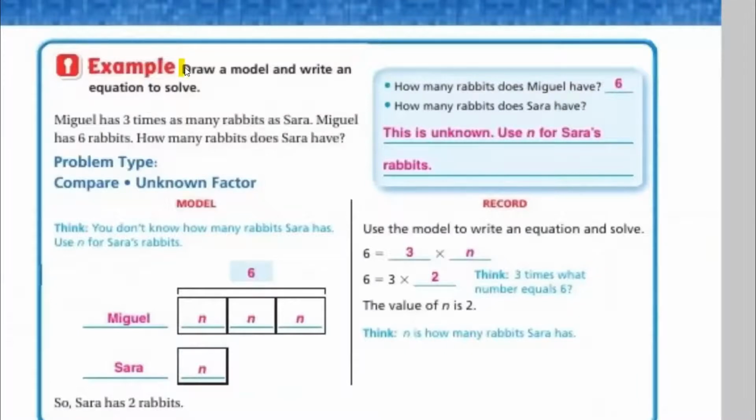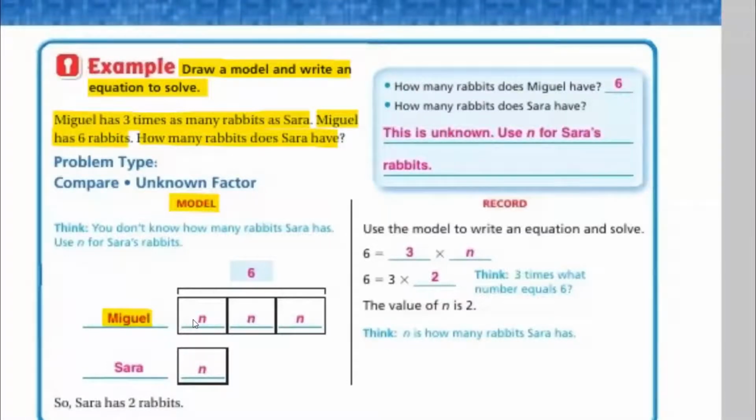Okay, in this example, draw a model and write an equation to solve. Okay, let's read our problem here. Miguel had 3 times as many rabbits as Sarah. Miguel has 6 rabbits. How many rabbits does Sarah have? Okay, let's model it first. Miguel had 3 times as many rabbits as Sarah.